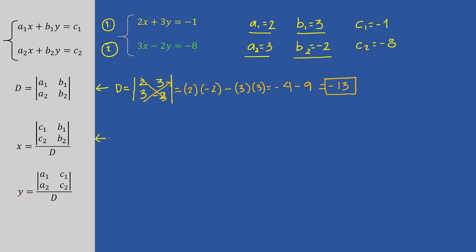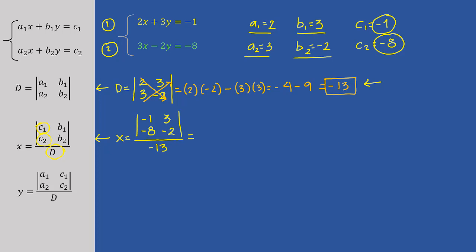Now let's first find the value of x. X equals, okay, first we are going to write the determinant. It says C1. So C1 is -1. Now C2. C2 is -8. Now B1, 3. B2, -2. Okay, that is a determinant we need to solve for x, but the formula says to divide over the determinant of the system, which we already calculated here, is -13.